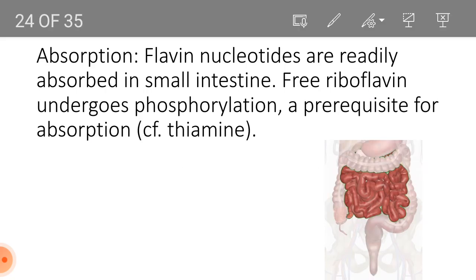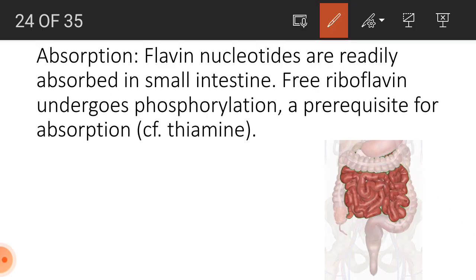Flavin nucleotides are readily absorbed in the small intestine. As we have seen, the absorption of most of the vitamins takes place mostly in the small intestine. The free riboflavin undergoes phosphorylation, and this process is a prerequisite for the absorption of flavin in the small intestine. So when this riboflavin undergoes phosphorylation, then only will absorption be carried out in the small intestine.